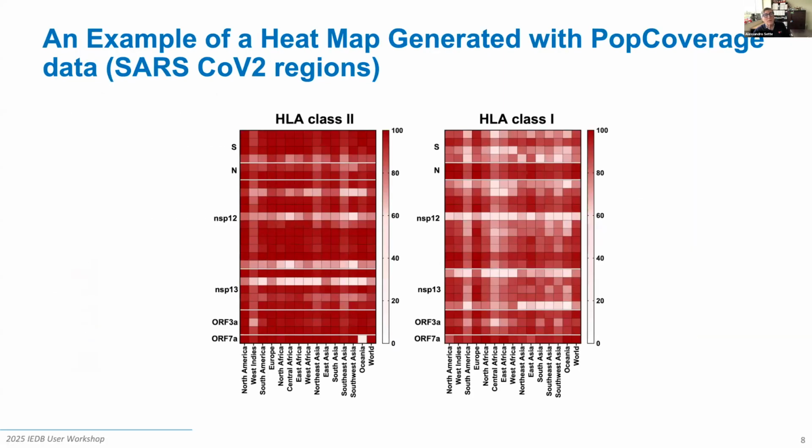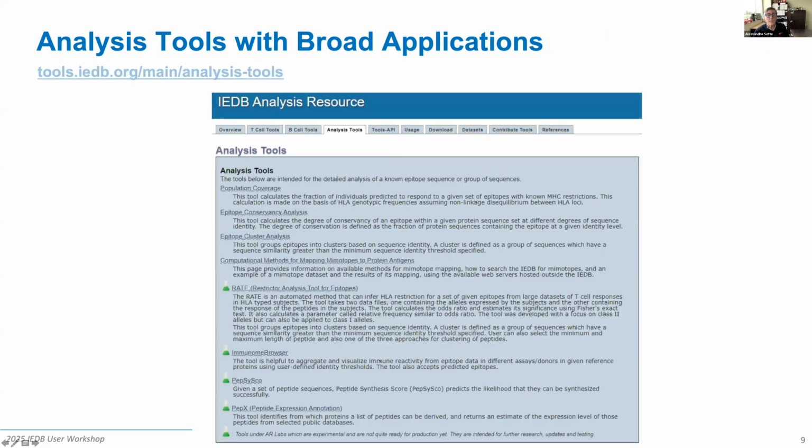Now, this is an example of the kind of data that you get, where you have different collections of peptides at different coverage around different general broad categories or worldwide. Another tool is the epitope conservancy analysis.